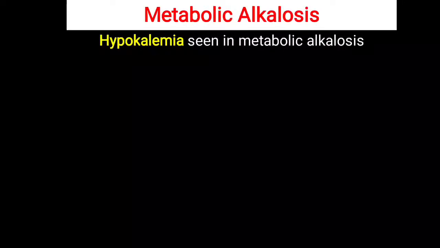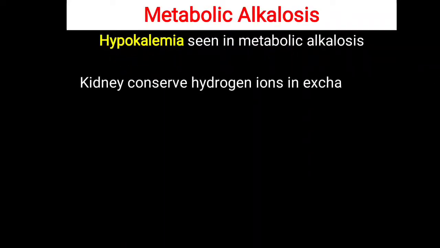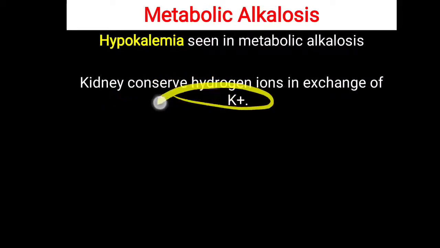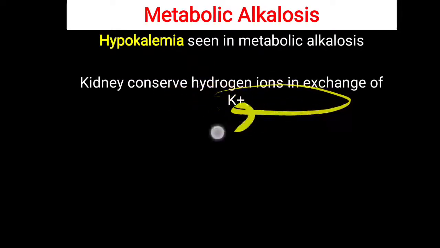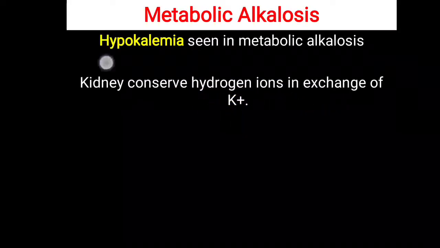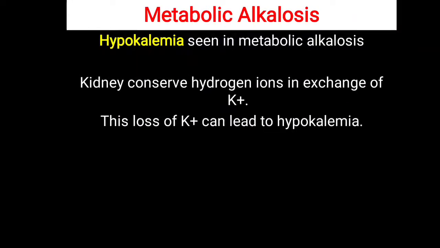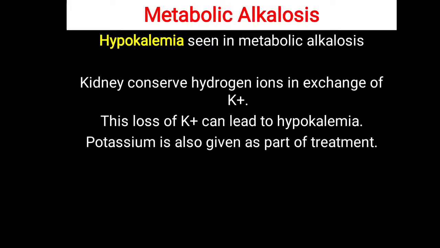You have to remember two things: in acidosis, hyperkalemia; in alkalosis, hypokalemia. So why is this hypokalemia seen in metabolic alkalosis, that also we will look at. Basically when there is alkalosis, the kidney will conserve more hydrogen, but for the conservation of hydrogen, the kidney will try to eliminate more potassium from the body. So potassium will be lost from the body, and that can lead to hypokalemia. So that is the main thing. Potassium is also given as part of treatment because hypokalemia is observed in metabolic alkalosis.